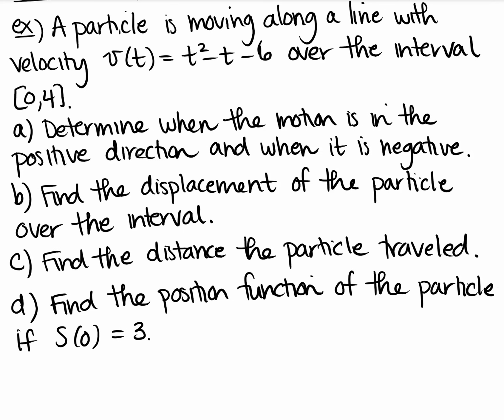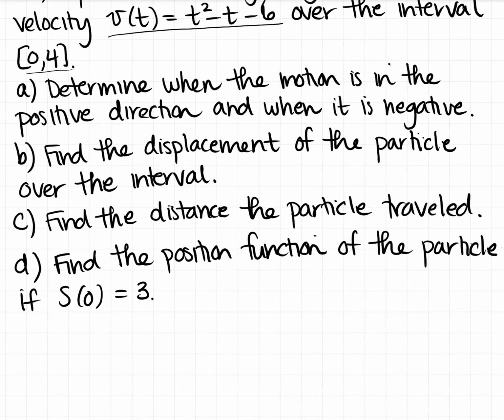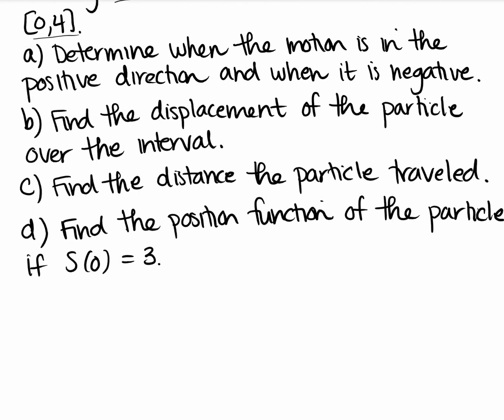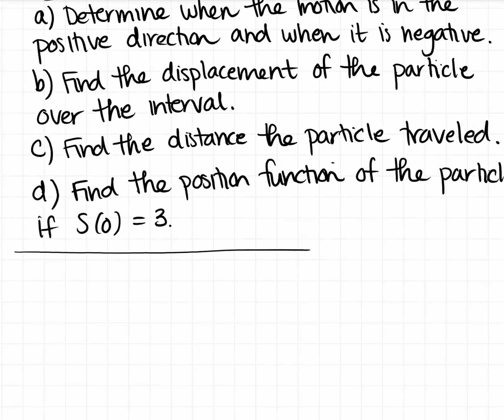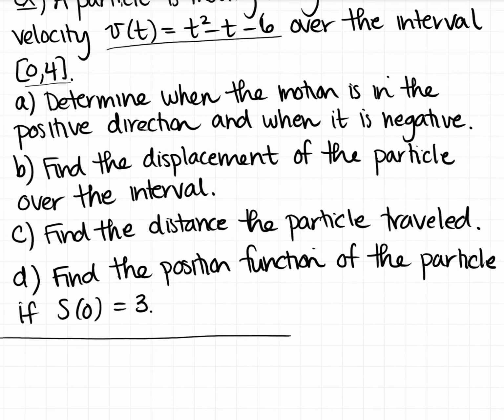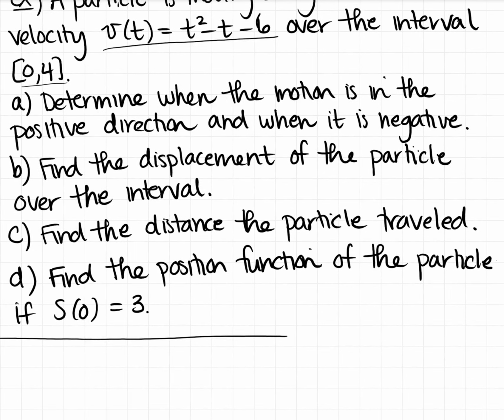But let's look at this first. We have a couple things we want to figure out, given that we know the velocity is t squared minus t minus 6, and we're over the interval 0 to 4. So the first thing that we're going to look at is to determine when the motion is in the positive direction and when it is negative. So we'll start off here with where is it positive and where is it negative? Well, I know I'm going to have a positive direction when my velocity is positive, and I know I'm going to have a negative direction when my velocity is negative.